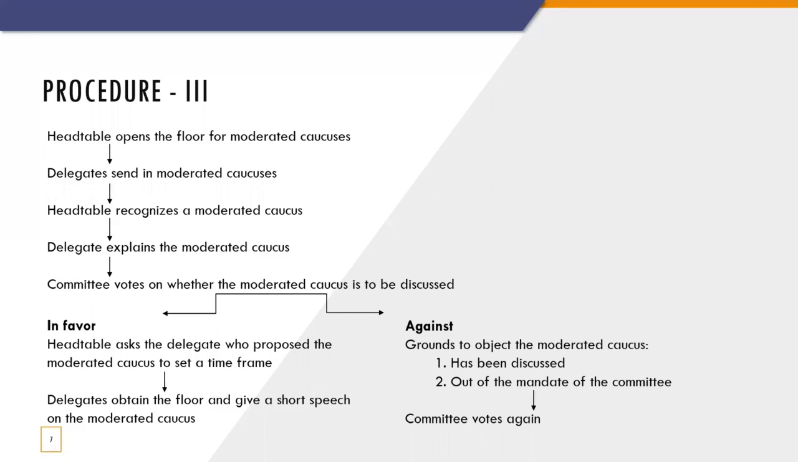But keep in mind, just because you may not agree with a moderate caucus doesn't mean that you should always object to it. For example, if you were the nation of North Korea and the moderate caucus was discussing the situation of human rights in North Korea, you don't necessarily have to object. It depends on the case, but sometimes it's a smart move to vote in favor of it, and then you have a definite chance to speak on the moderate caucus and give your opinion.